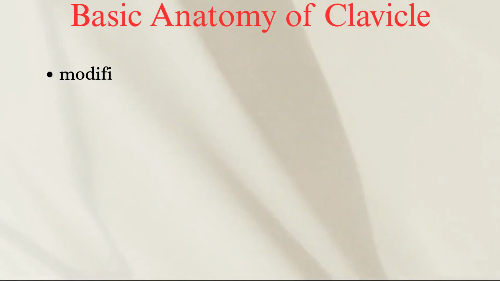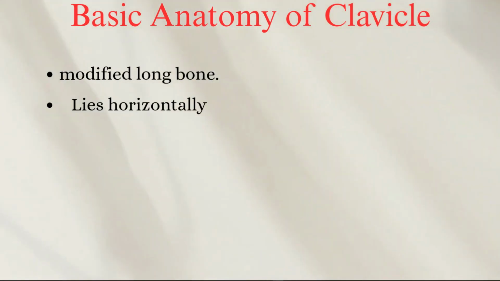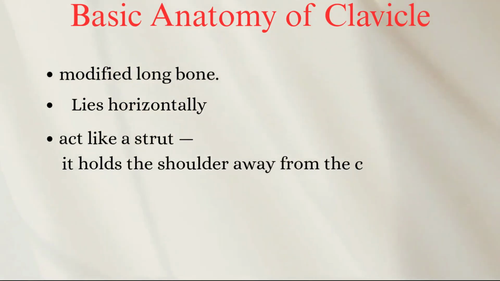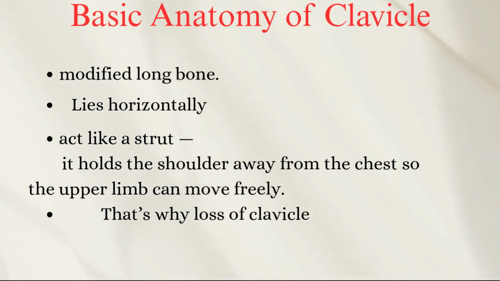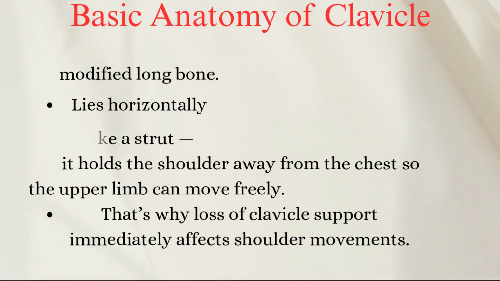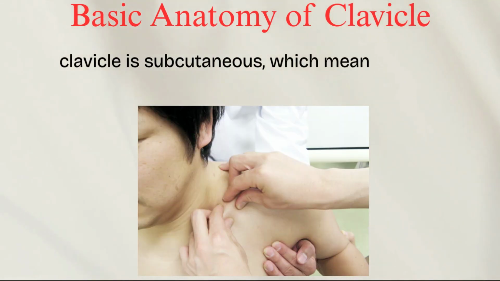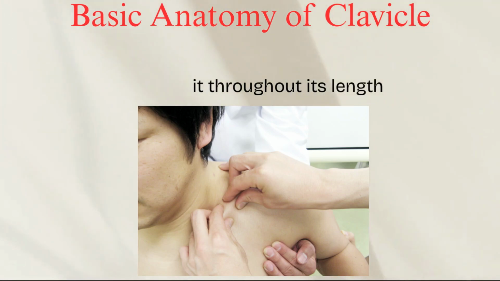The clavicle is a modified long bone. Unlike most long bones, it lies horizontally at the root of the neck. Its main job is to act like a strut. It holds the shoulder away from the chest, so the upper limb can move freely. That's why loss of clavicle support immediately affects shoulder movements. Another important point, the clavicle is subcutaneous, which means you can palpate it throughout its length.